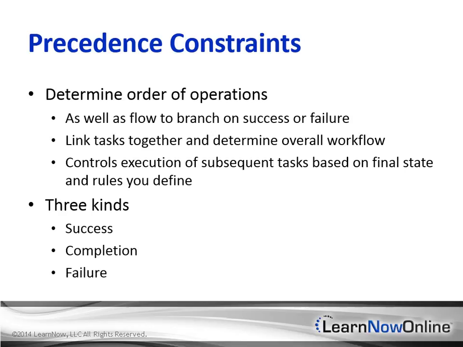And then there's a failure constraint. In this case, the subsequent task is going to execute only if the prior task fails to complete for whatever reason. Typically, you'll use this constraint to provide some kind of notification, maybe an email to a system administrator, that something went wrong. These constraints are appropriately colored red in the designer.